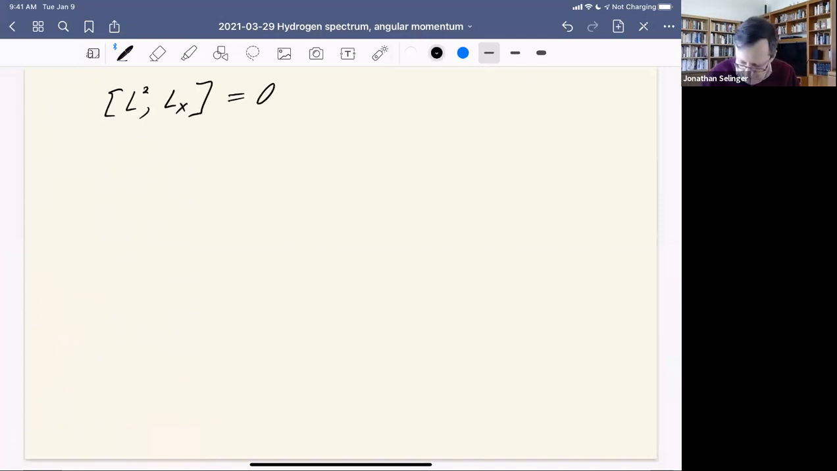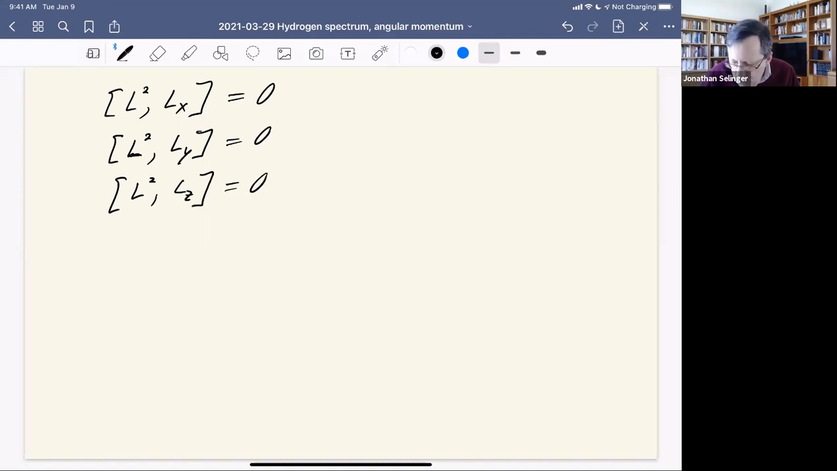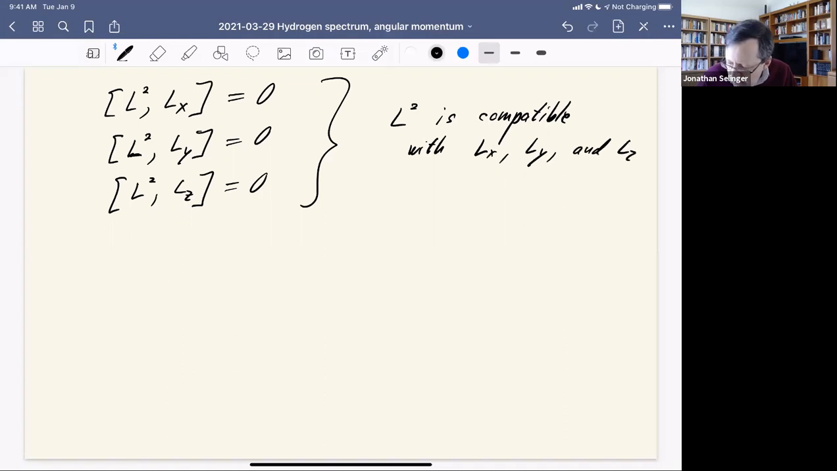These things commute. And likewise, the commutator of L squared with Ly equals 0, and the commutator of L squared with Lz equals 0. So these are compatible operators. We could say L squared is compatible with Lx and Ly and Lz.